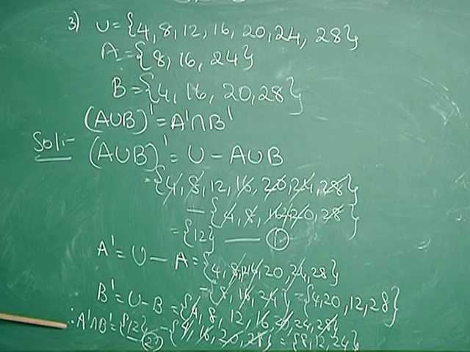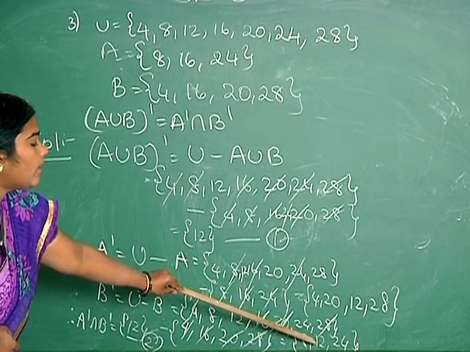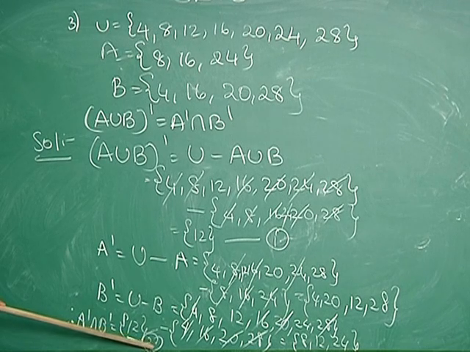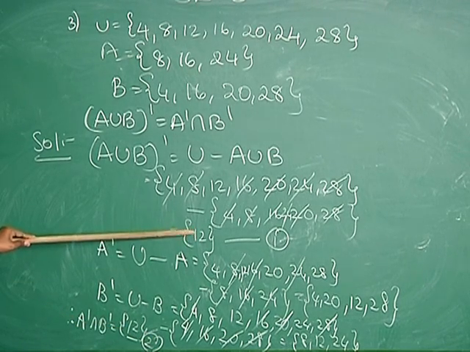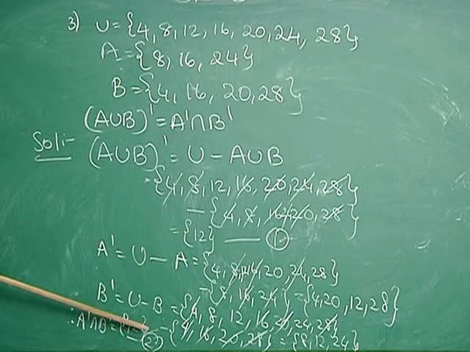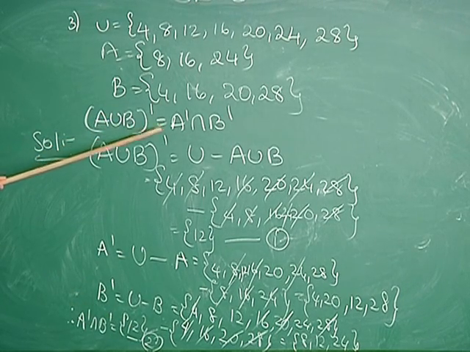So A complement intersection B complement. In these two sets, 12 is the common element. So the final answer is 12. Let it be equation 2. Compare equation 2 with equation 1. So in De Morgan's law, both equation 1 and equation 2 are equal. Therefore, your De Morgan's first law is verified.